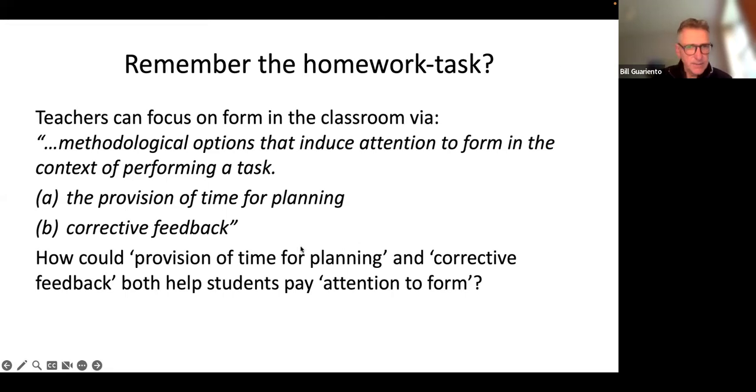Who was it who gave this fantastic answer? I can't remember. Let me look. One of you gave a very good answer to this. My question at the bottom: how could provision of time for planning and corrective feedback both help students pay attention to form? Takwa, was it you who gave the answer?